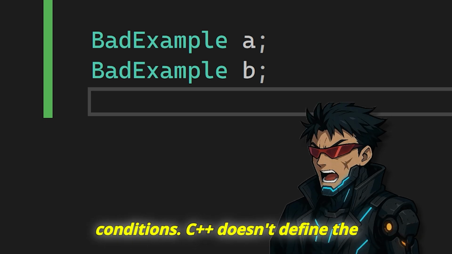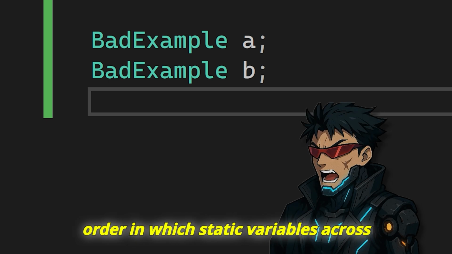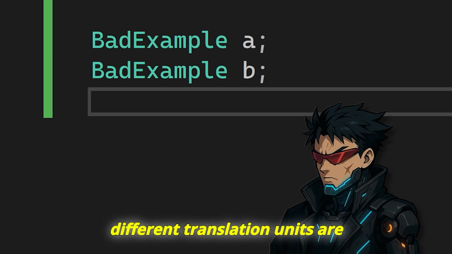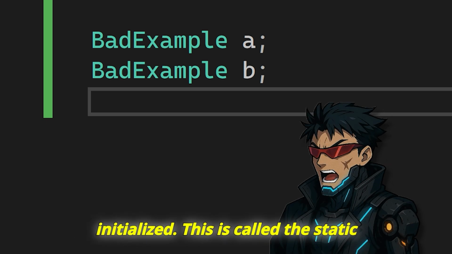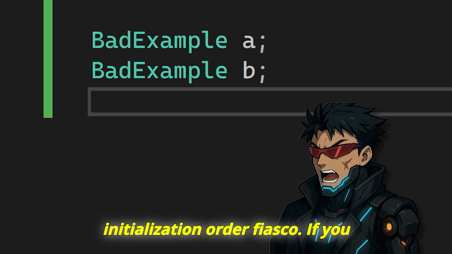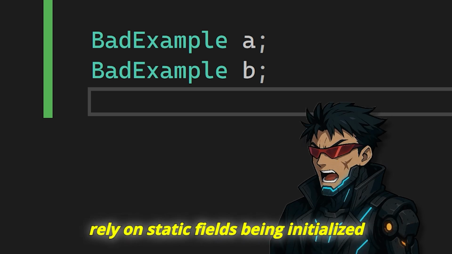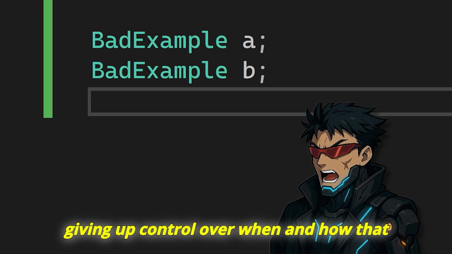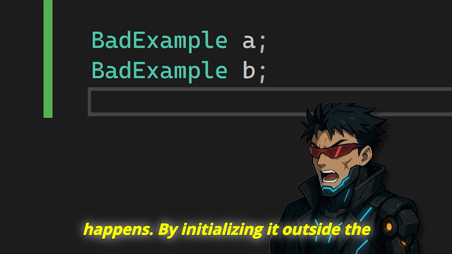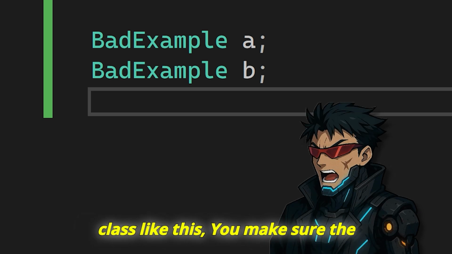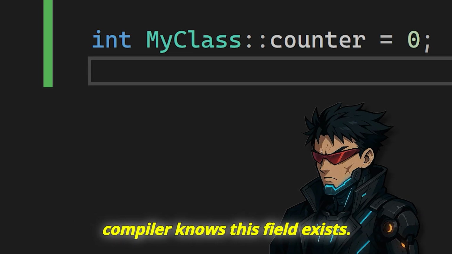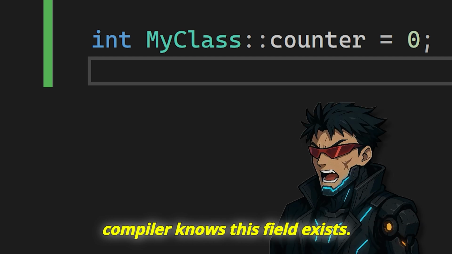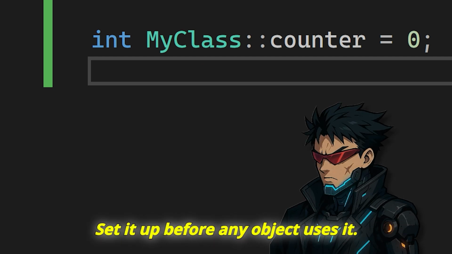C++ doesn't define the order in which static variables across different translation units are initialized. This is called the static initialization order fiasco. If you rely on static fields being initialized inside a constructor, you're essentially giving up control over when and how that happens. By initializing it outside the class like this, you make sure the compiler knows this field exists. Set it up before any object uses it.